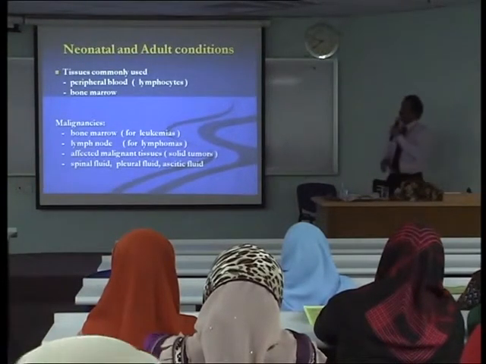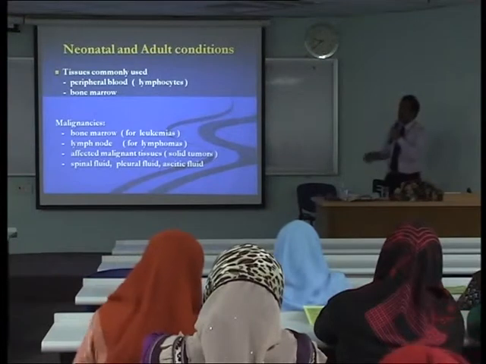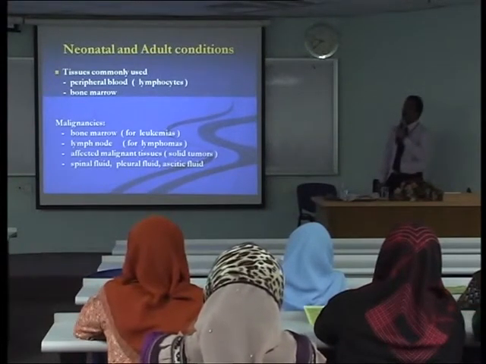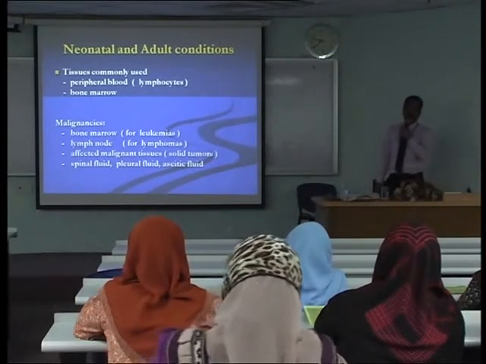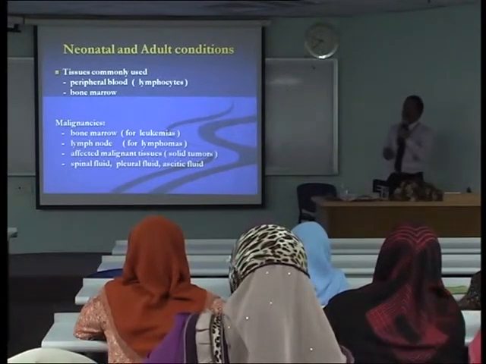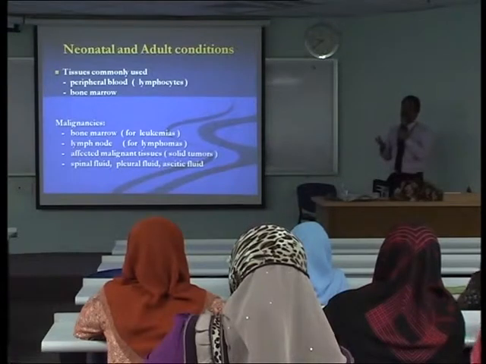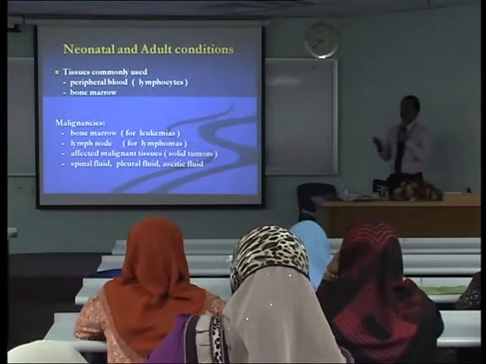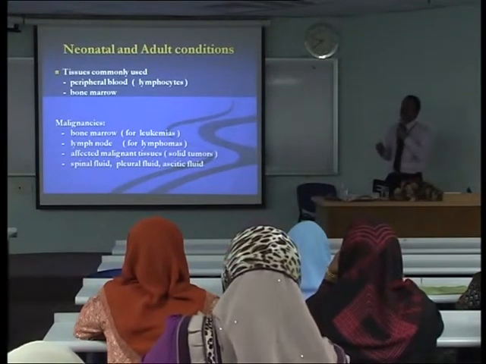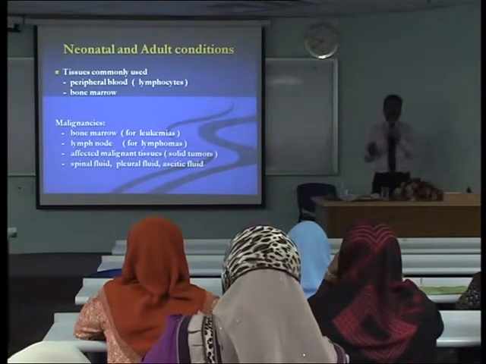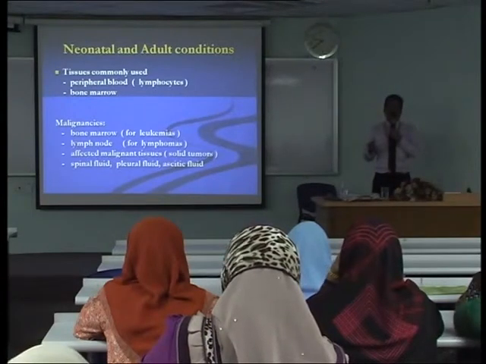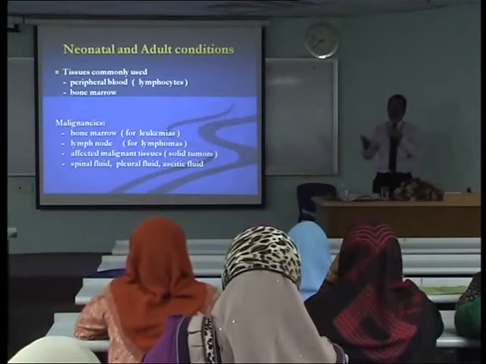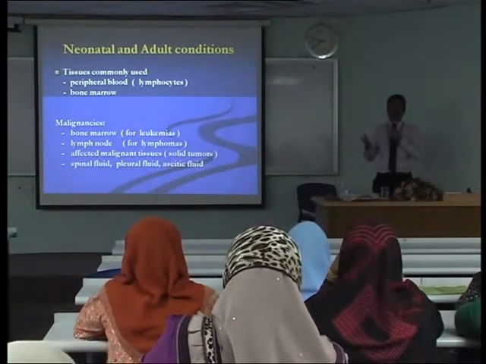Now coming to the neonatal and adult condition, that is after the birth. The tissues commonly used will be peripheral blood and bone marrow. But as far as human beings are concerned, we prefer to take bone marrow. That will be the prime tissue of choice. Any reason? Why will bone marrow be the prime tissue of choice for chromosome analysis? Because bone marrow contains rapidly dividing cells. So we can directly process it for chromosome analysis.